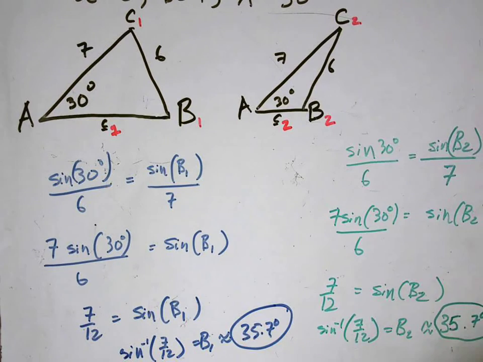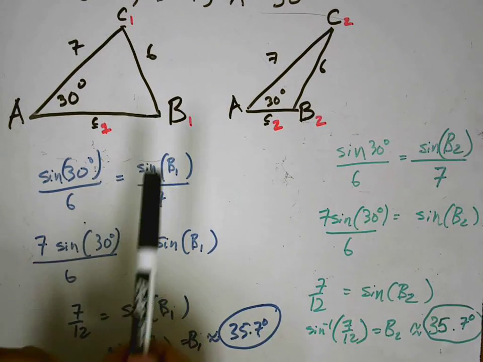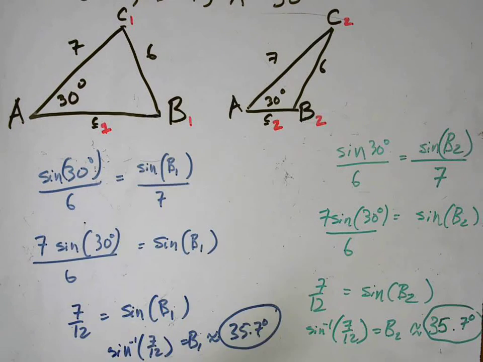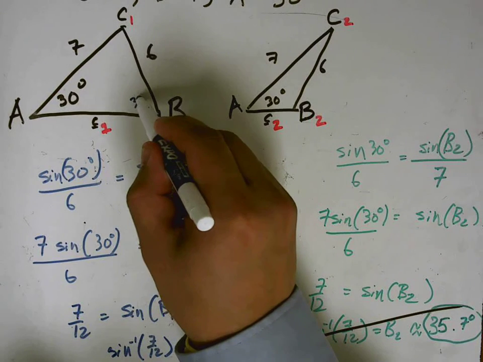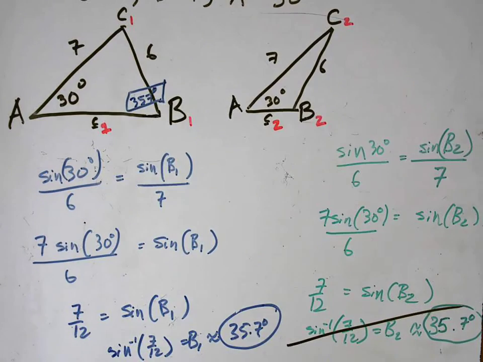And clearly one of these is correct and one of them is not. So we have to look at our picture, and it's important to draw the picture accurately in this case. You can see from the two pictures that we've drawn, in the first picture, B1 is an acute angle, and in the second picture, B2 is an obtuse angle. So that means this number, 35.7, is only for B1, not for B2. So let me cross this out. For B1, this is in fact 35.7 degrees. That's part of our answer for the first triangle.